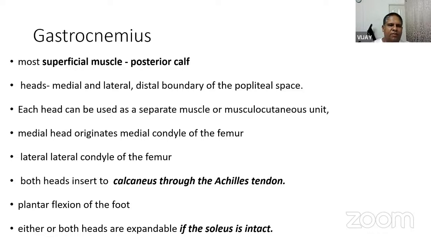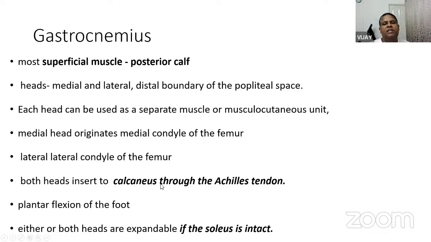The medial head originates from the medial condyle of the femur. The lateral head originates from the lateral condyle of the femur. Both the heads combine and attach through the Achilles tendon, which is also attached by the soleus muscle, to the calcaneum. And the main action which it causes is the plantar flexion of the foot.